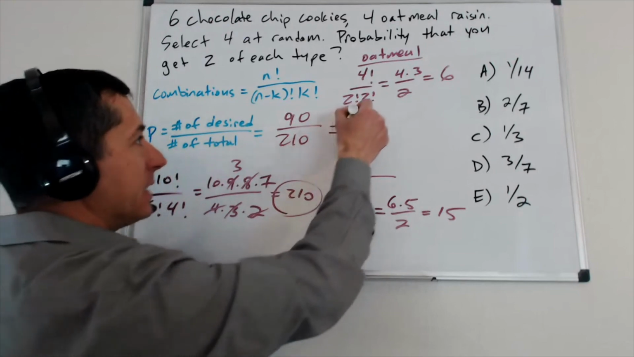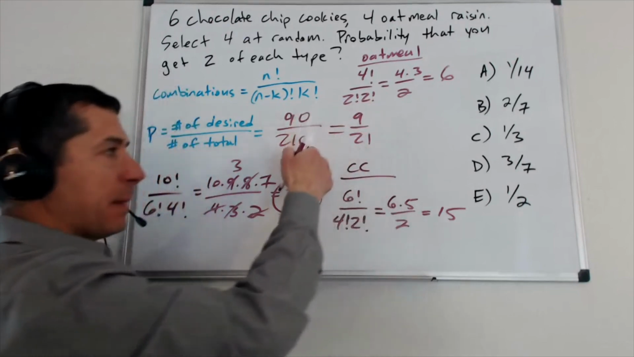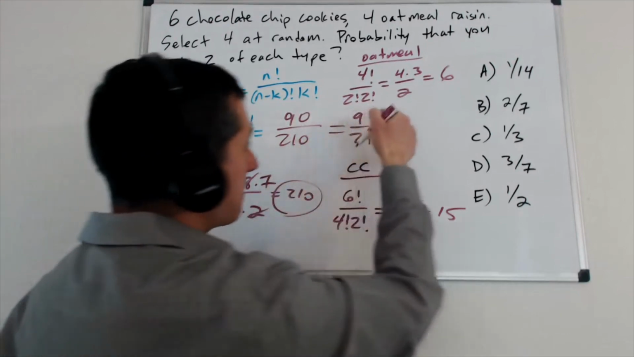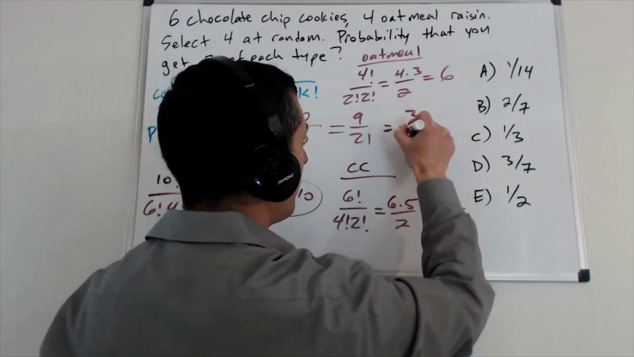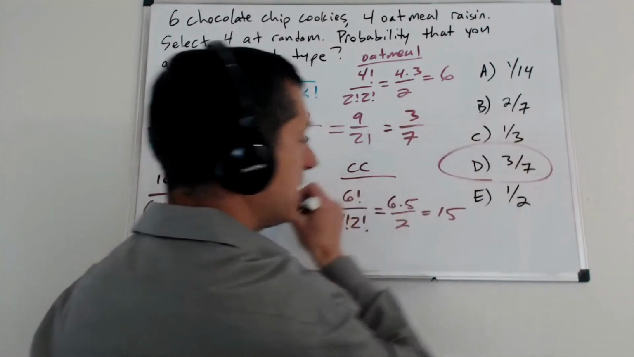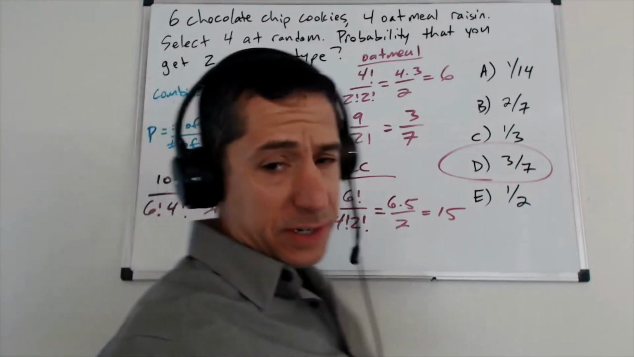And I can simplify a little bit. I get 9 over 21 by dividing top and bottom by 10. Divide top and bottom by 3. And I get 3/7. And D is my answer, and that's all there is to it.